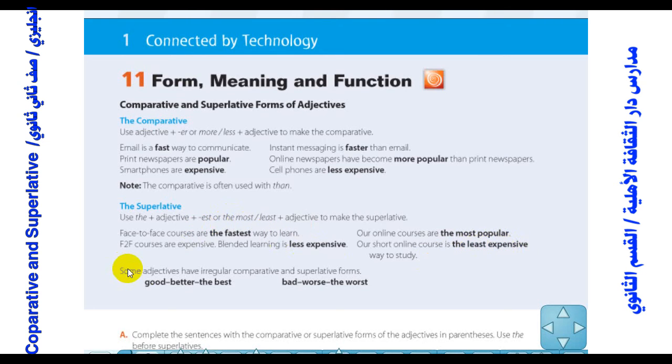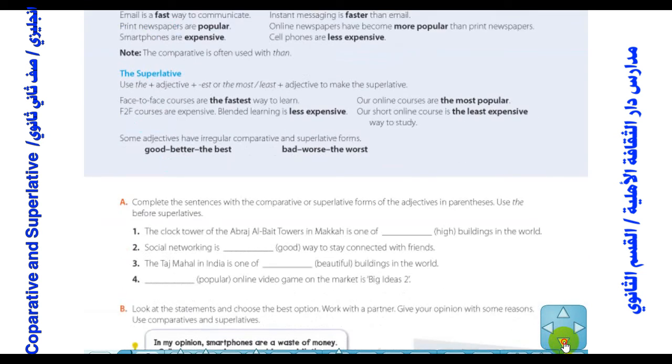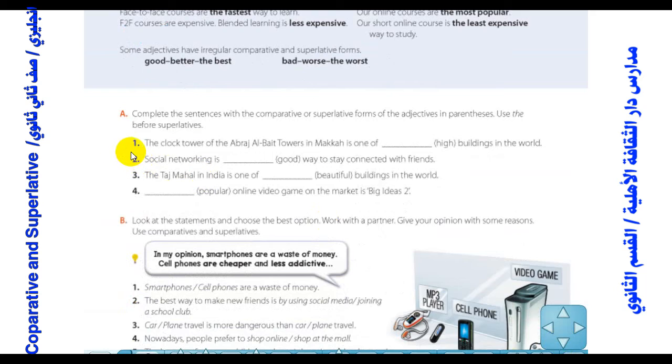Okay, some adjectives have irregular comparative and superlative forms. For example, good, better, and the best. Bad, worse, and the worst. Now, let's answer these exercises. Complete the sentences with the comparative or superlative forms of the adjectives in parentheses.